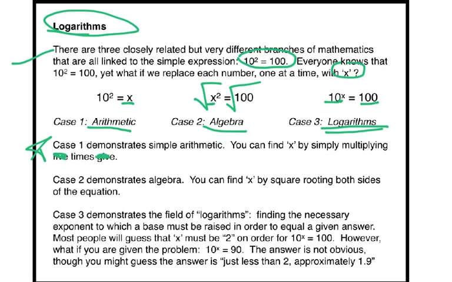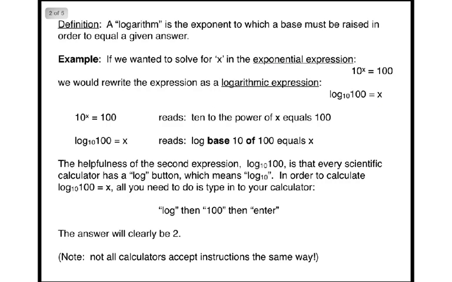Most people will guess that x must be 2 in order for 10 to the x to equal 100. However, what if you are given the problem 10 to the x equals 90? The answer is not obvious, though you might guess the answer is just less than 2, approximately 1.9. Let's take a look. Here's our definition. A logarithm is the exponent to which a base must be raised in order to equal a given answer.